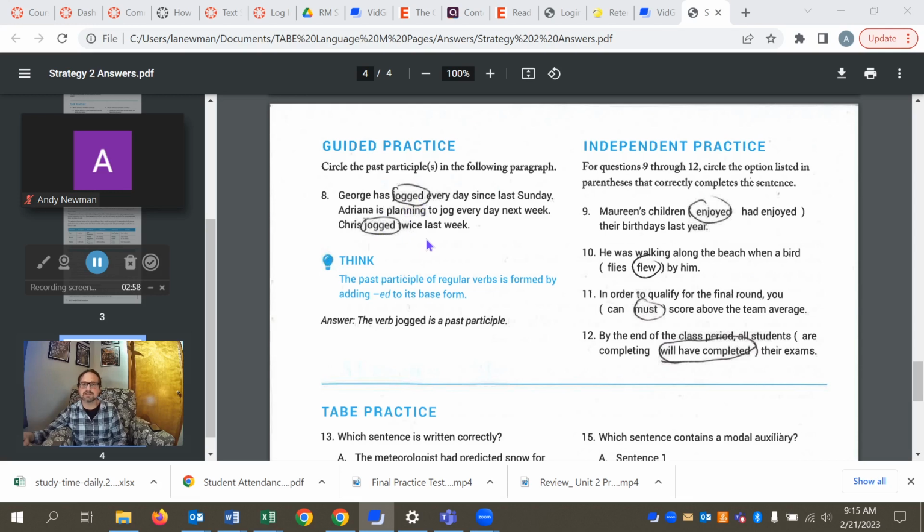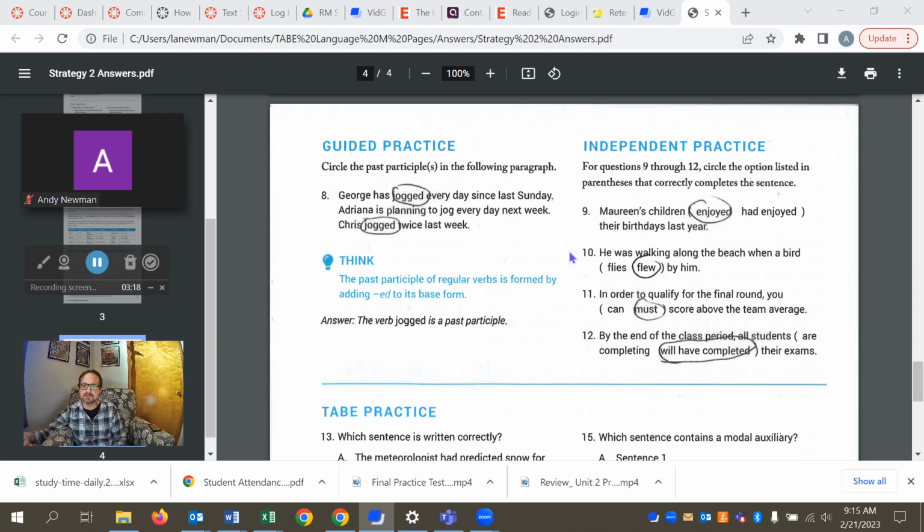All right, so 9 through 12, we'll look at choosing the correct verb form to finish the sentence in this verb tense. So 9, "Maureen's children enjoyed their birthdays last year." We have no need for "had enjoyed" because there's nothing else in the past that this was happening before.